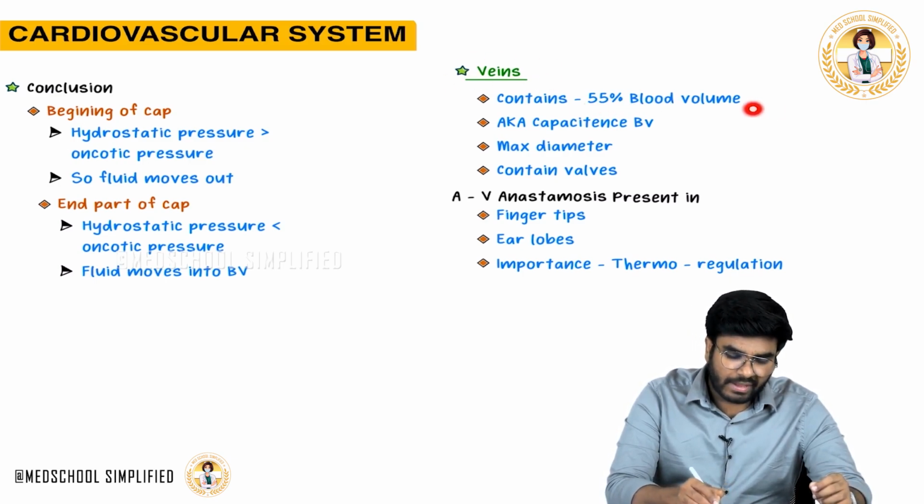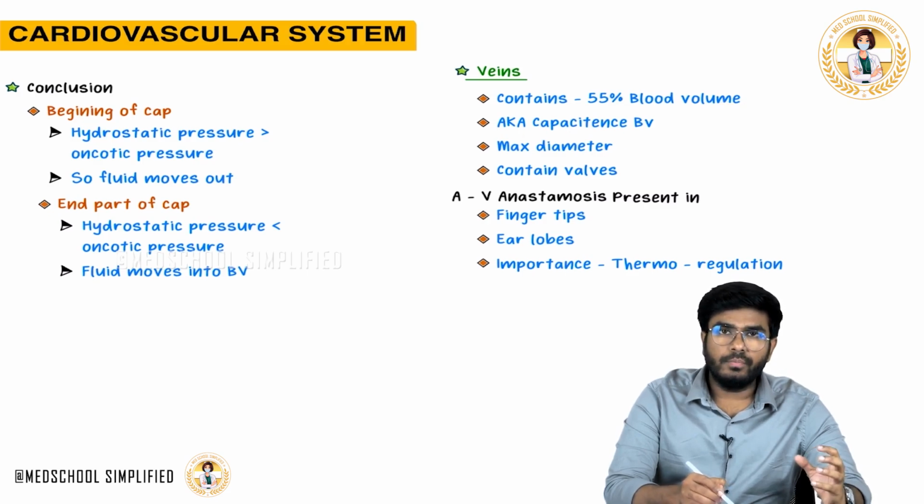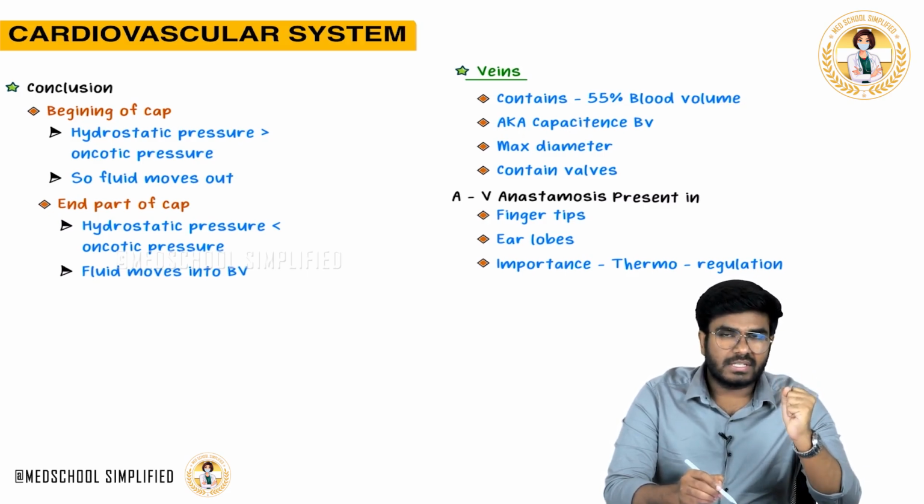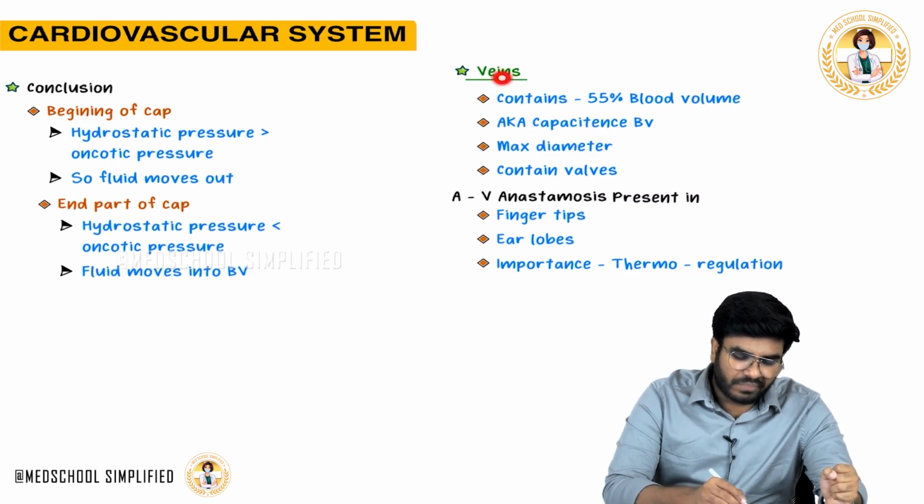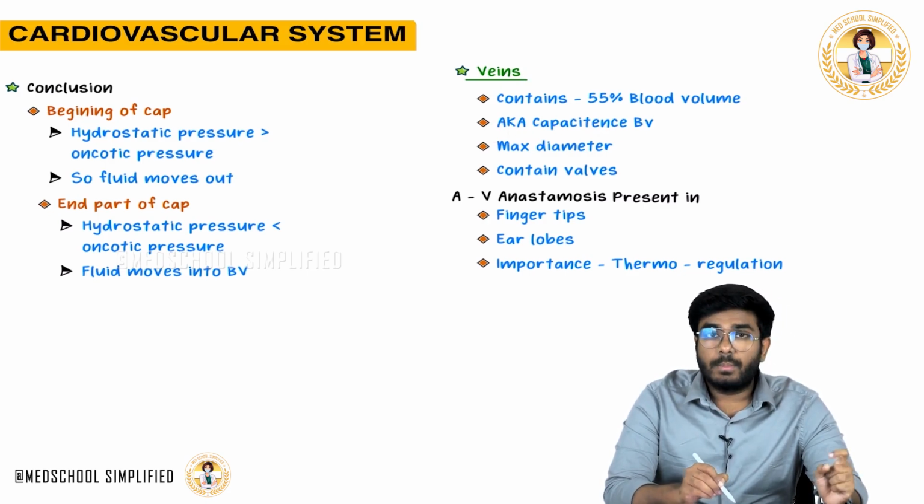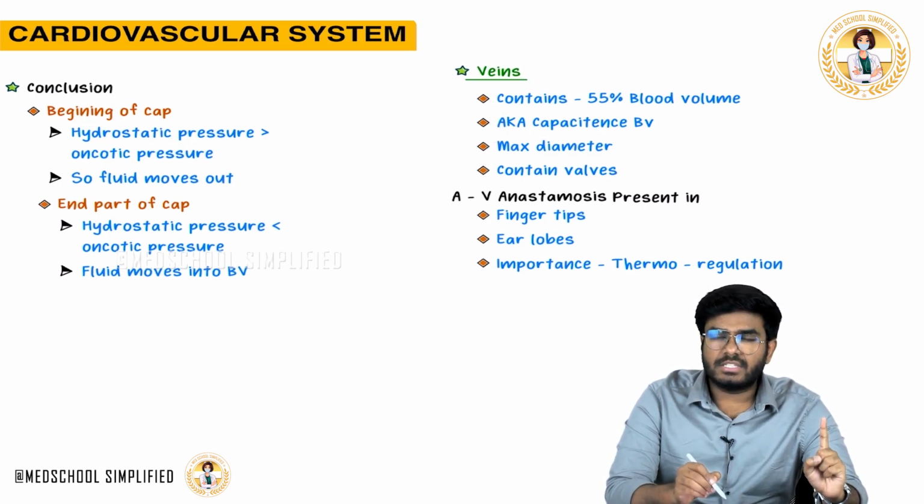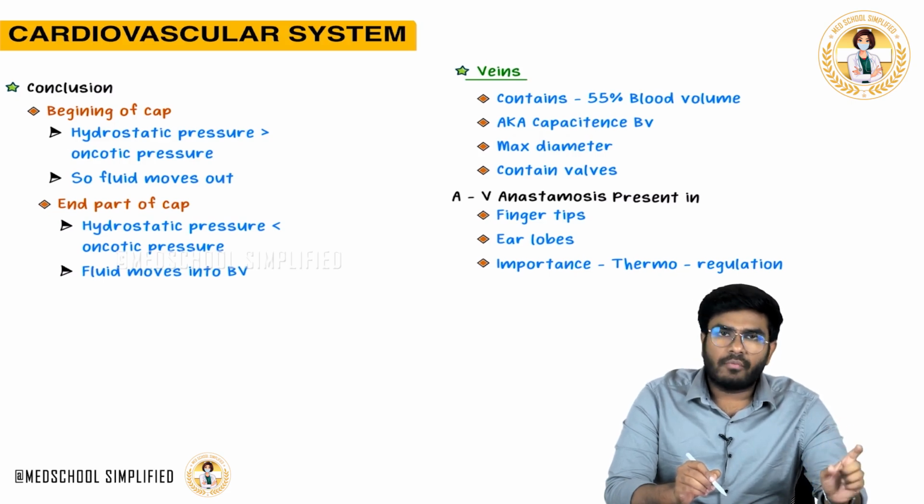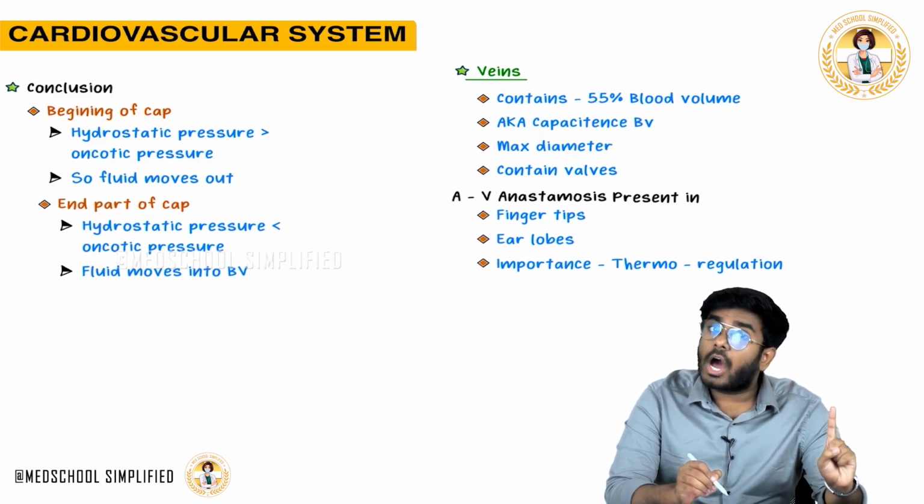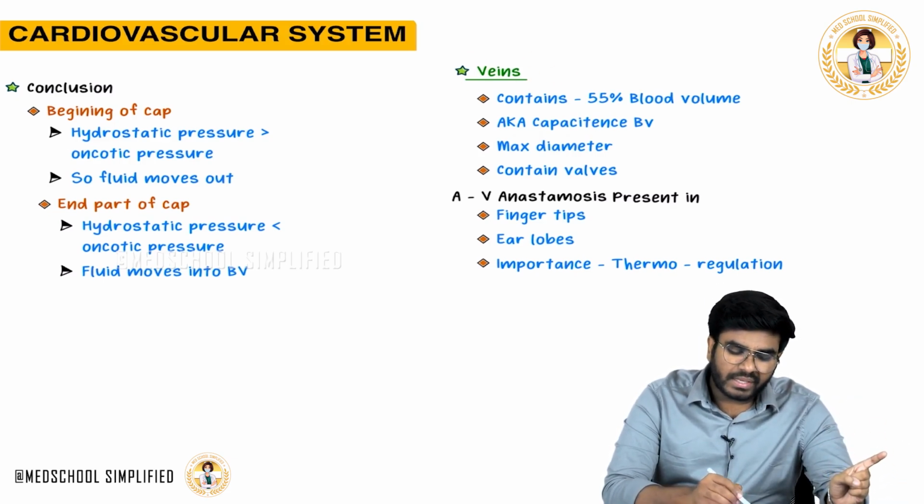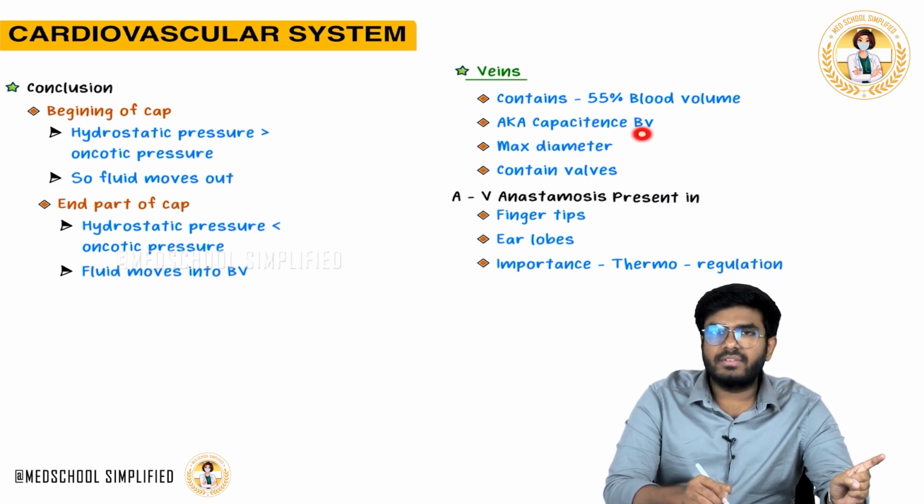So veins have a lot of capacity to hold the blood. So these blood vessels are called capacitance blood vessels. Veins are called capacitance blood vessels, but don't forget, arterioles are called resistance blood vessels. They control arteriolar dilation and arteriolar constriction, so they are also controlling the total peripheral vascular resistance. In the same way, veins are called capacitance blood vessels. They hold almost 55% of the blood volume.